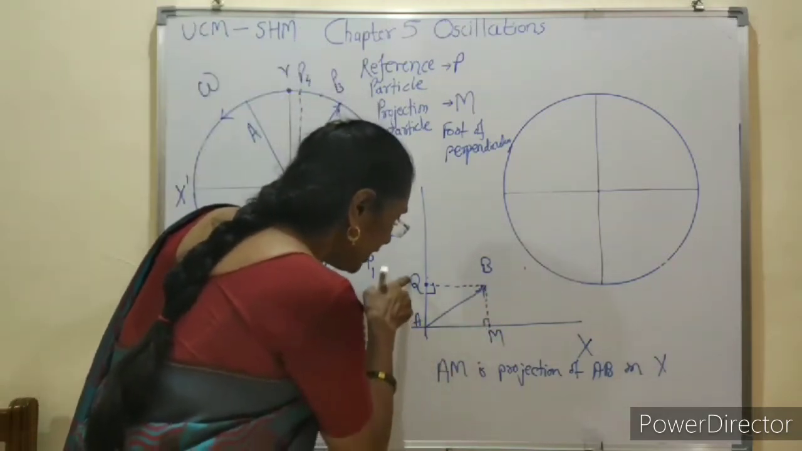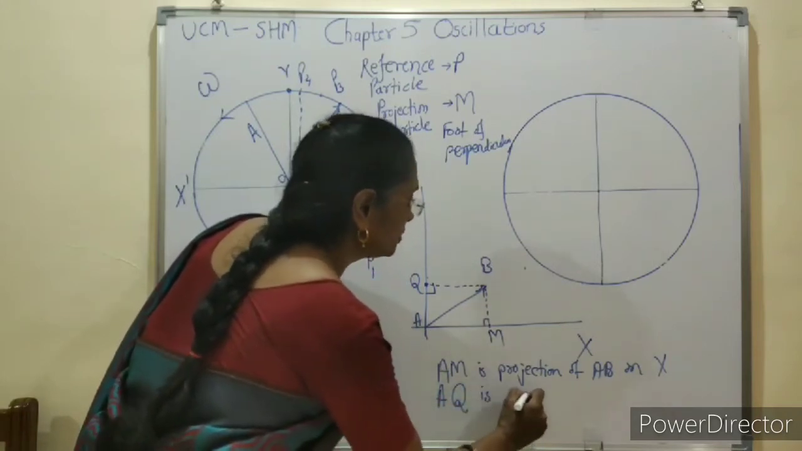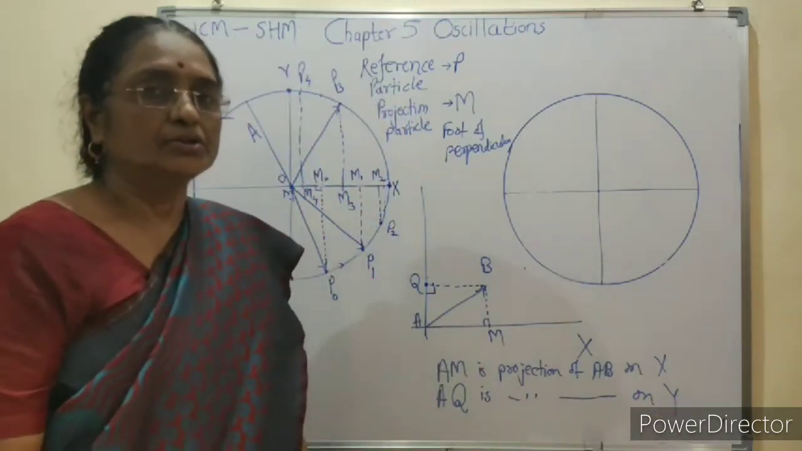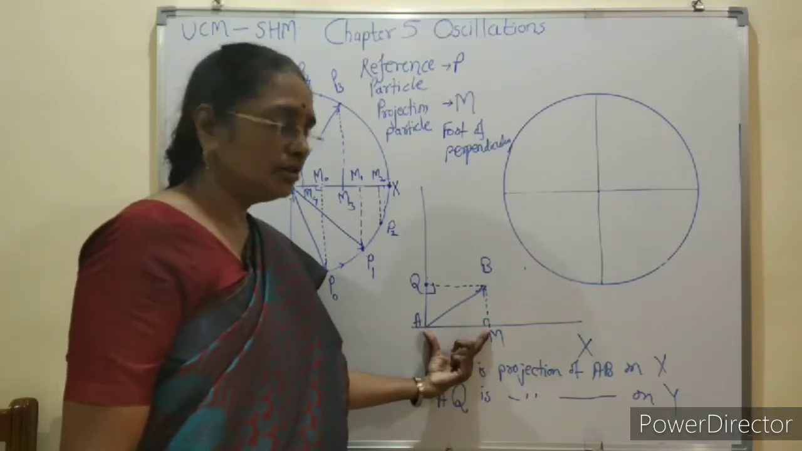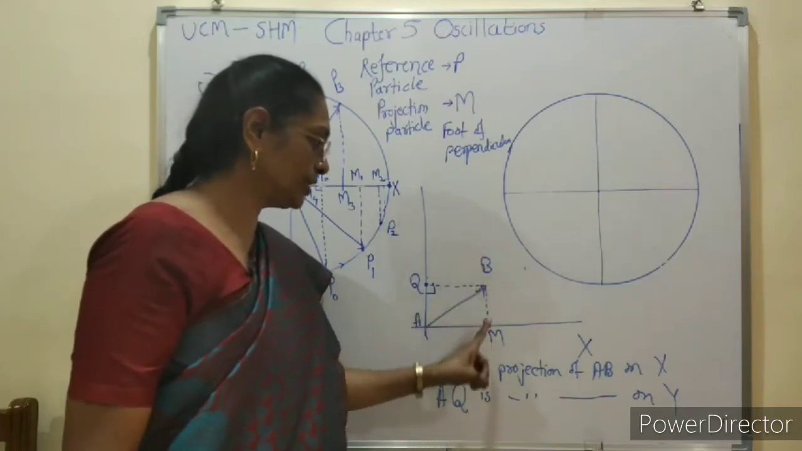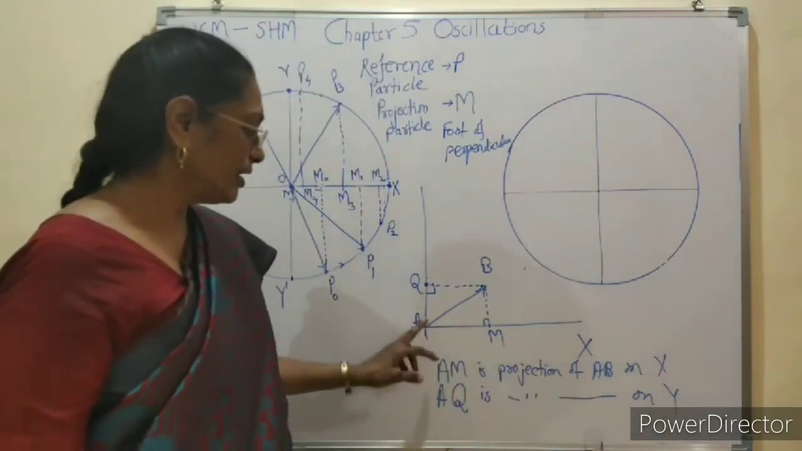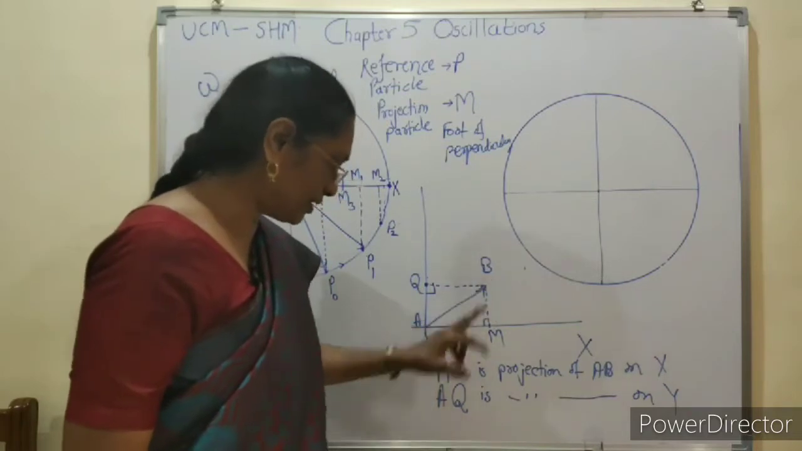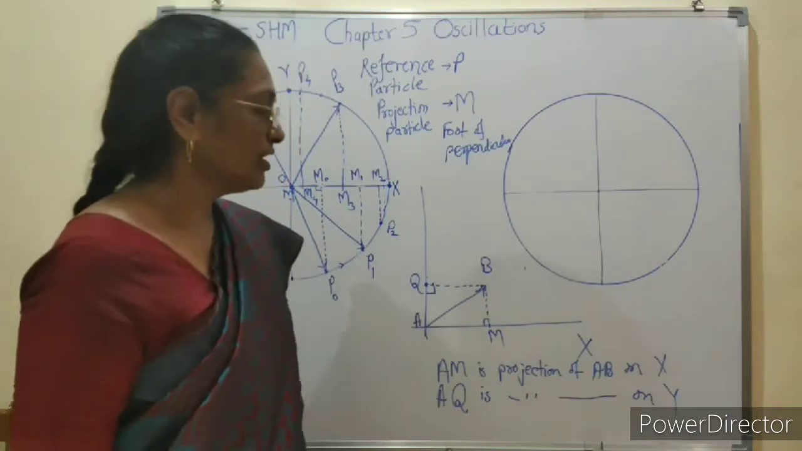Then AQ is the projection of AB on the y-axis. So projection is taken as the coordinate on that axis. AM is the x coordinate of B. It represents the projection of AB on the x-axis. AQ represents the y coordinate of point B. It represents the projection of AB on the y-axis.